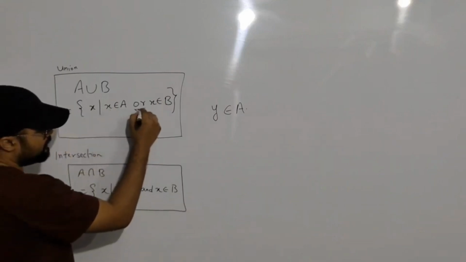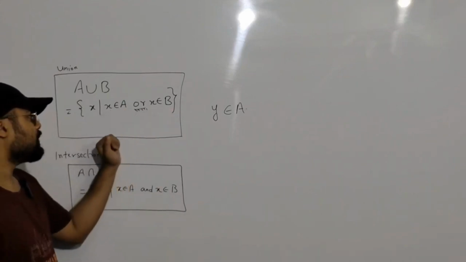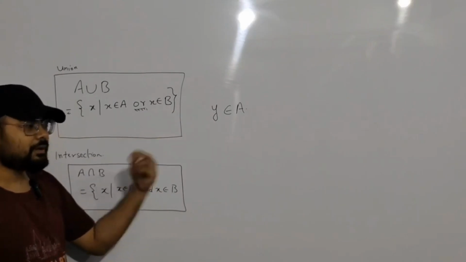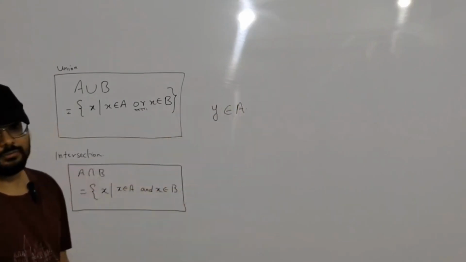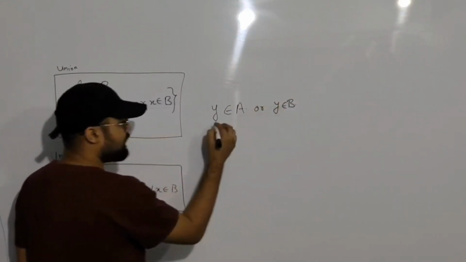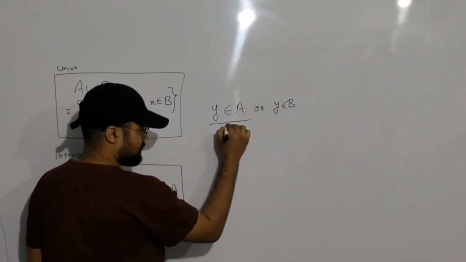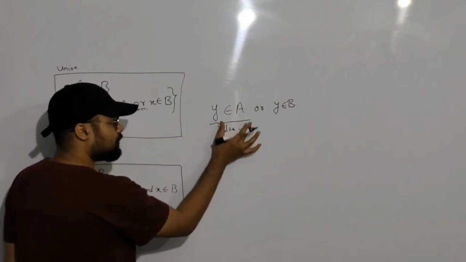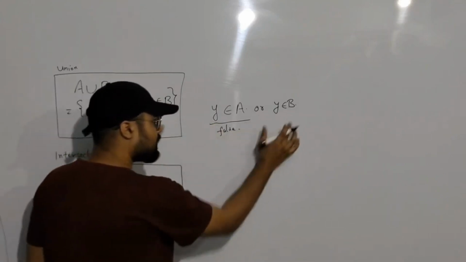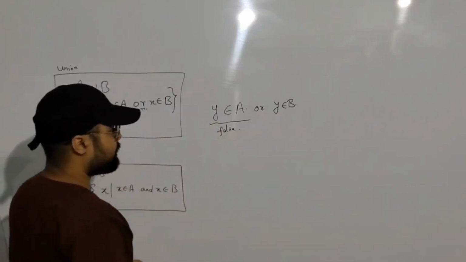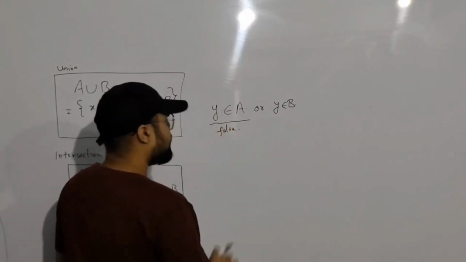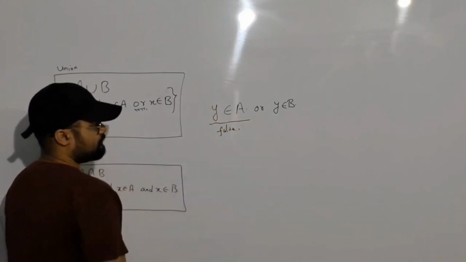When you have this OR statement, you evaluate from left to right, and in the process, if you get true, you don't need to evaluate the rest of the steps. Y belongs to A or Y belongs to B. Let's say this is false. Then you cannot say whether Y belongs to A union B unless you check whether Y belongs to B. But if Y belongs to A was true, then definitely Y belongs to A union B.